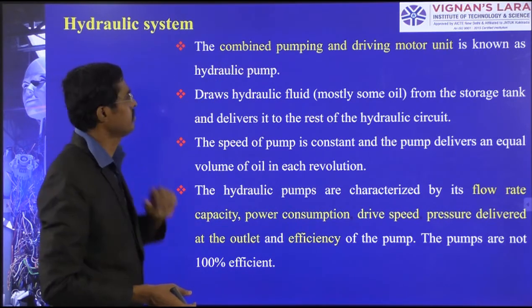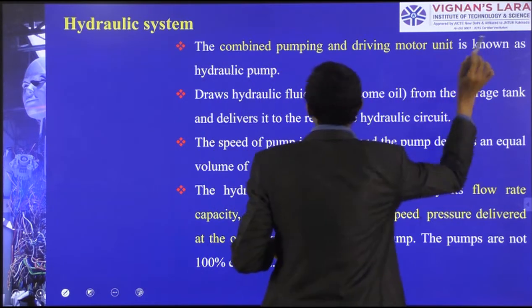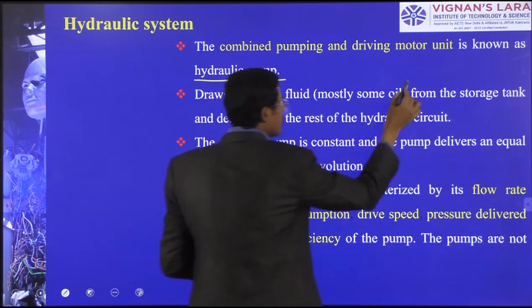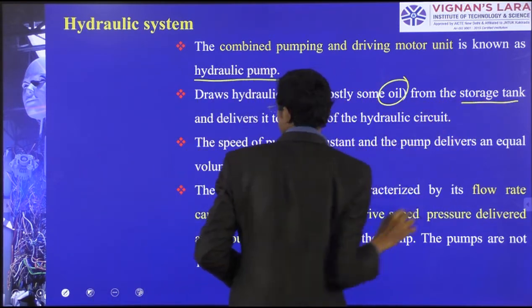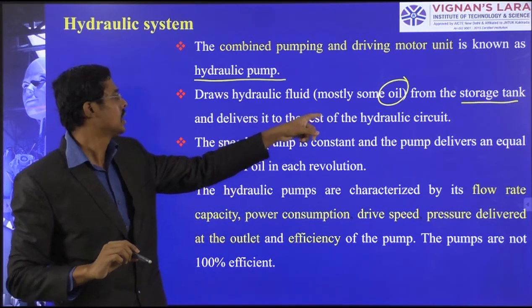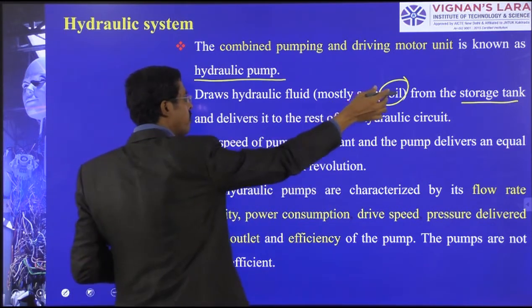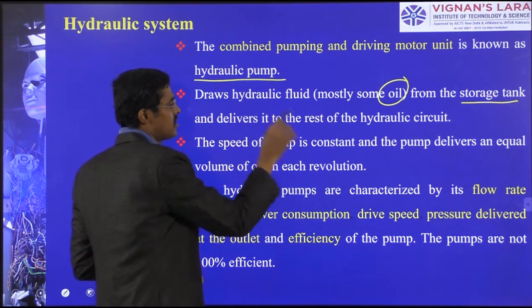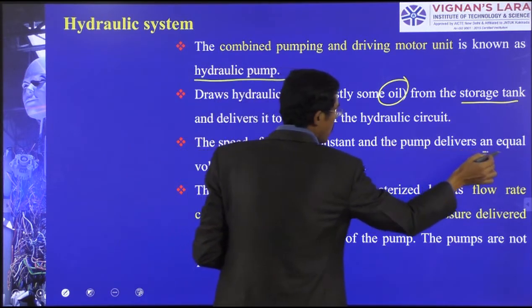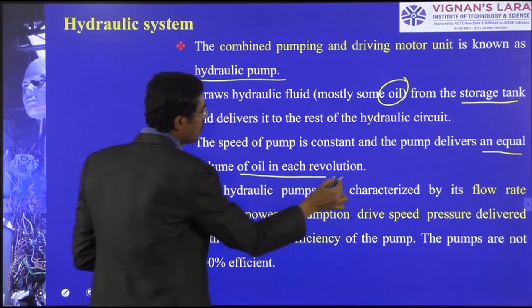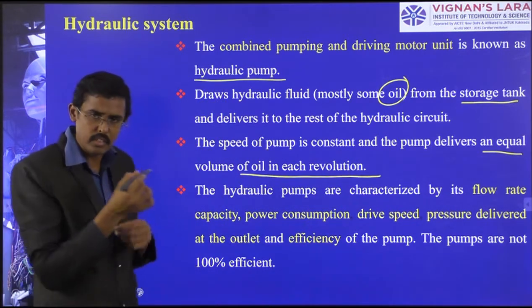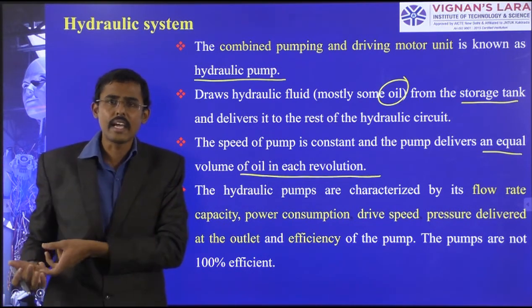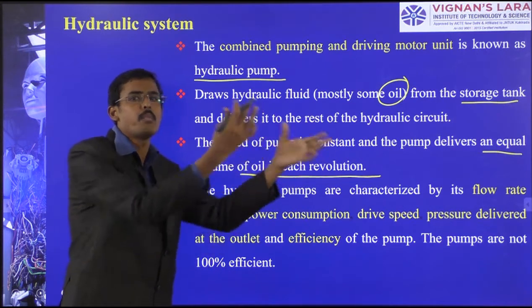So the combined pumping and driving motor unit is known as the hydraulic pump. It draws hydraulic fluid, in some cases oil, from the storage tank and delivers it to the rest of the hydraulic circuit. So it is pumped from there, and the rest of the remaining parts are pushed. The speed of the pump is constant and the pump delivers an equal volume of oil in each revolution. So for each motor rotation, an equal amount of fluid is taken from the reservoir, from the tank, and it is supplied towards all the other parts.